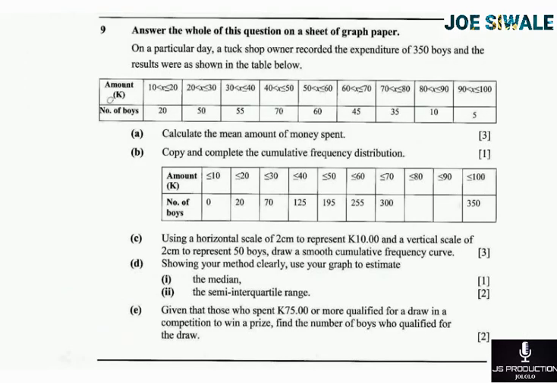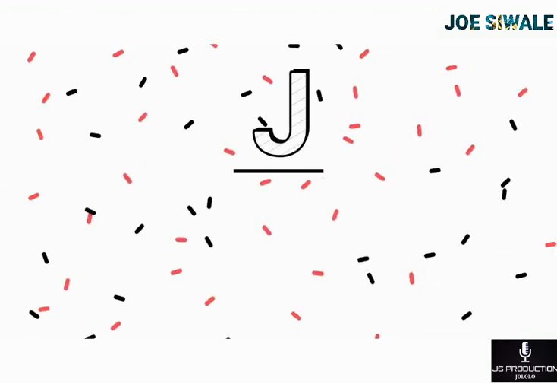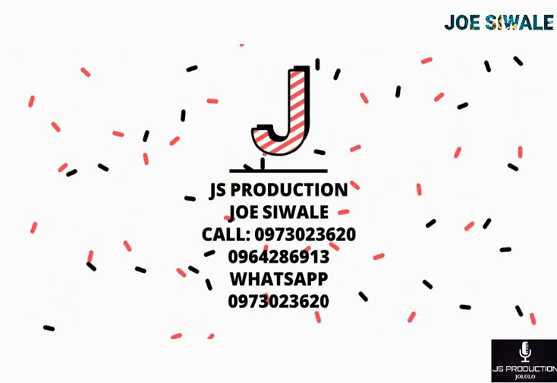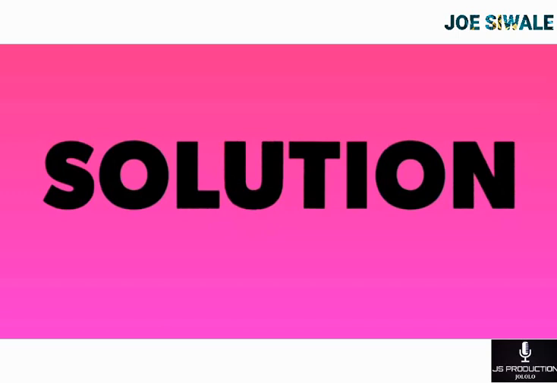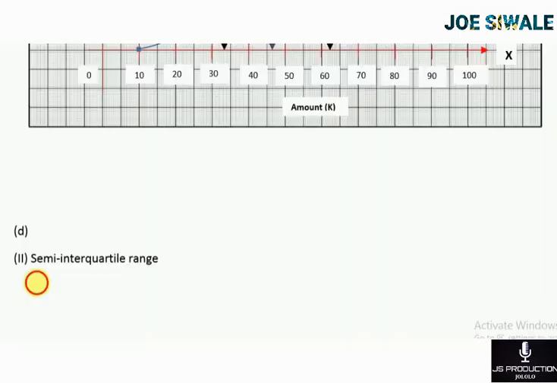Roman numeral 2, the semi-interquartile range, 2 marks. To find the semi-interquartile range, I know that the formula used is the upper quartile minus the lower quartile, divided by 2. The upper quartile is represented by Q3 and the lower quartile by Q1. So I'll first start by finding Q1 and Q3.